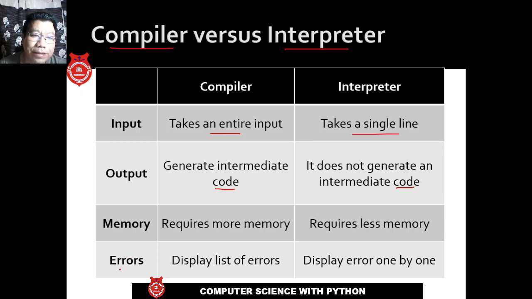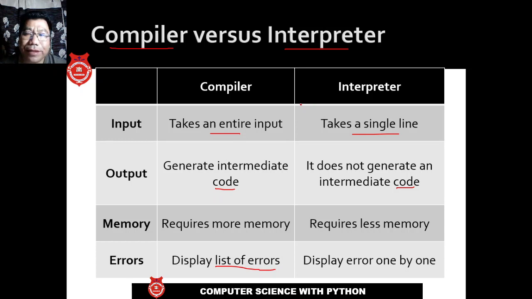In terms of errors, the compiler displays a list of errors, but the interpreter displays errors one by one. All right. These are the differences between compiler and interpreter which are most commonly asked during exams. But let me tell you the main difference. The compiler compiles source code at once, all the lines of the code at once, and if there is no error, it will produce object code and executable code. But if there is an error, it will display a list of errors.